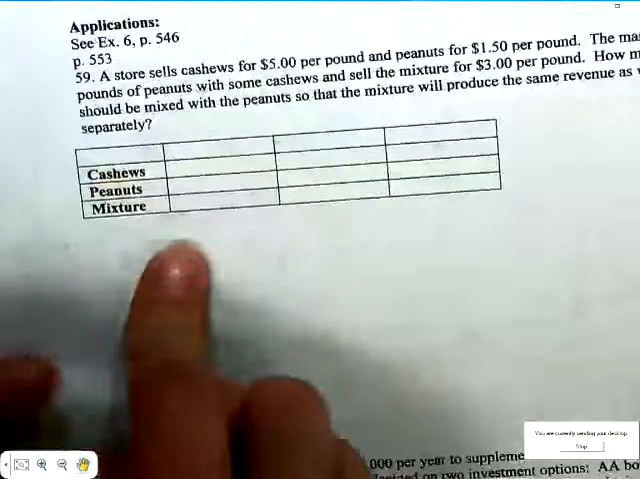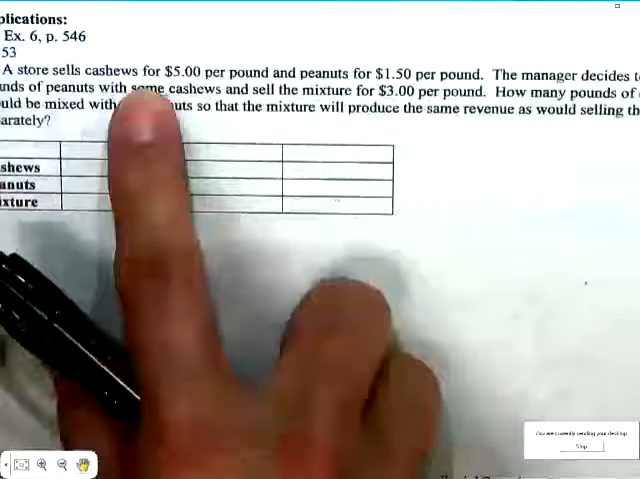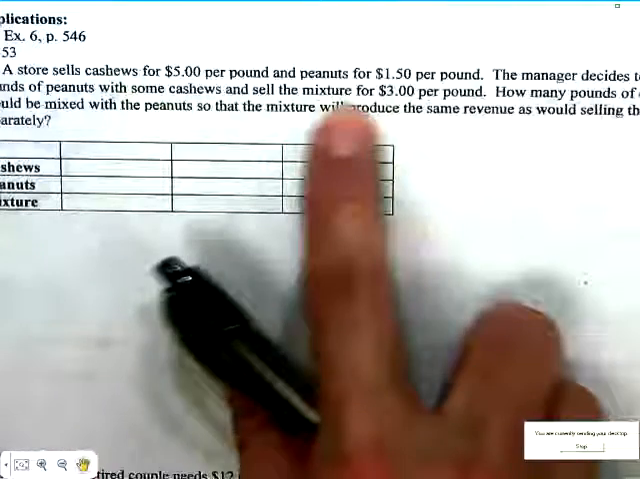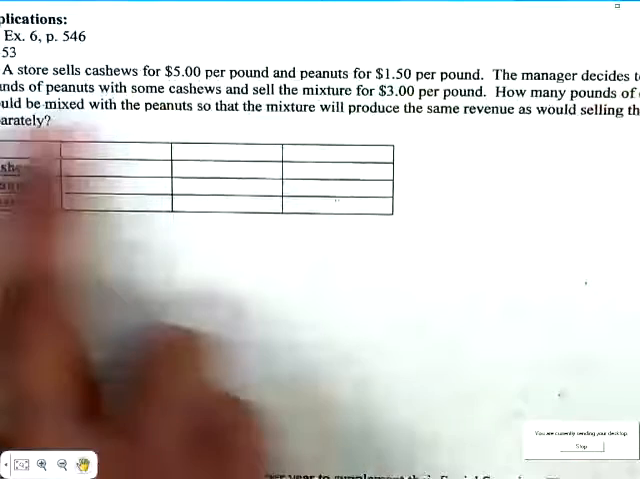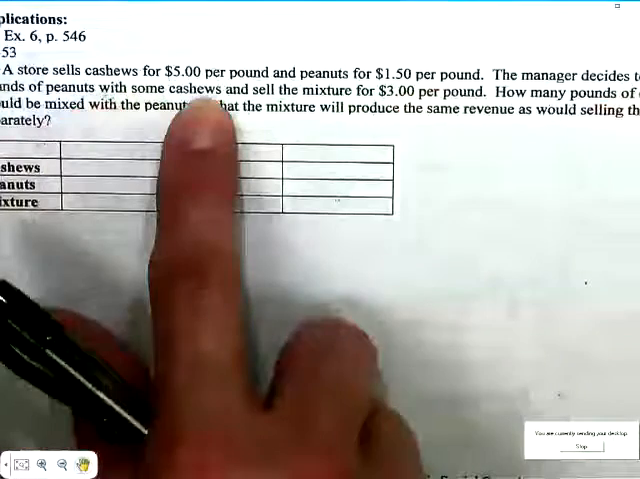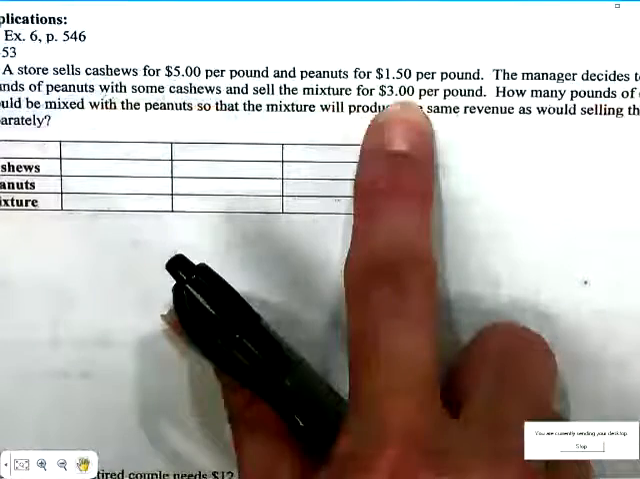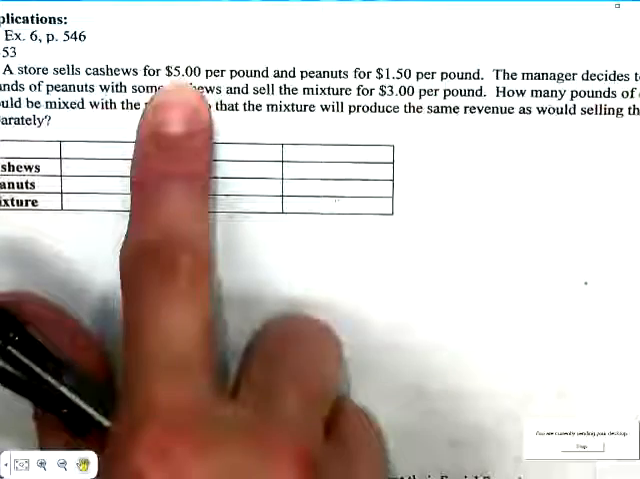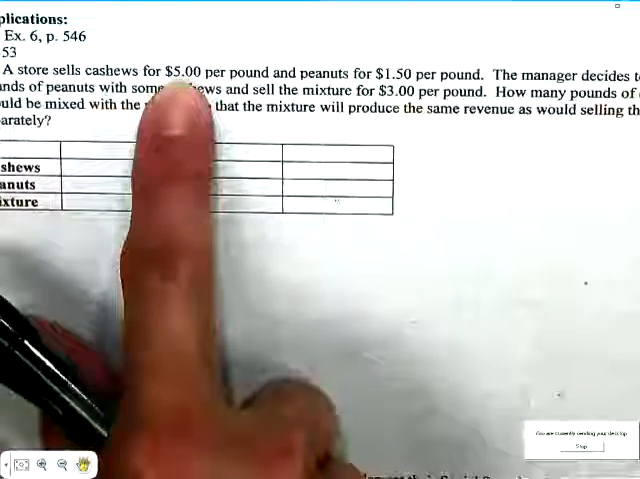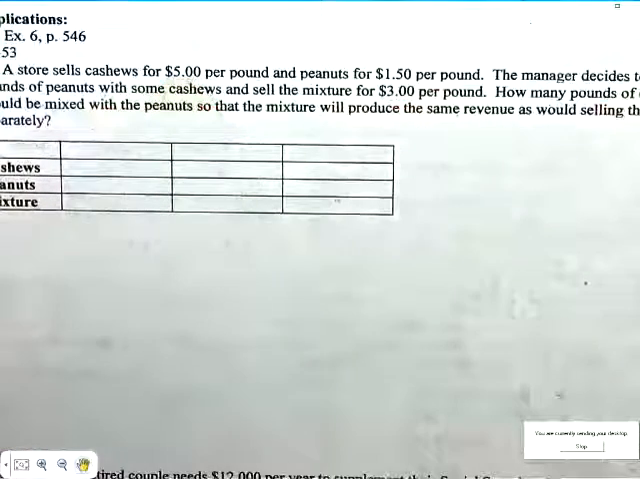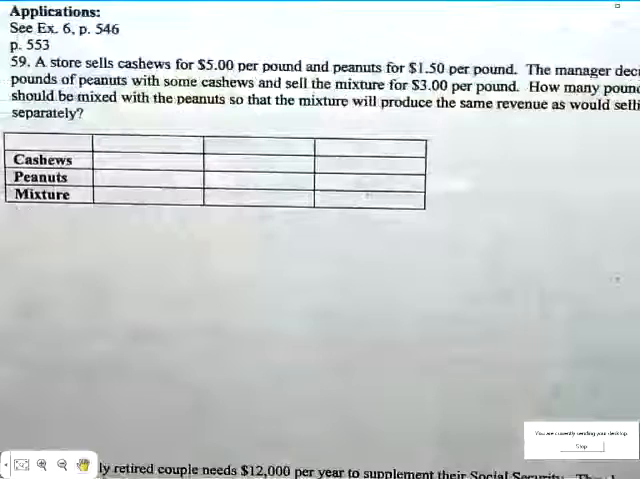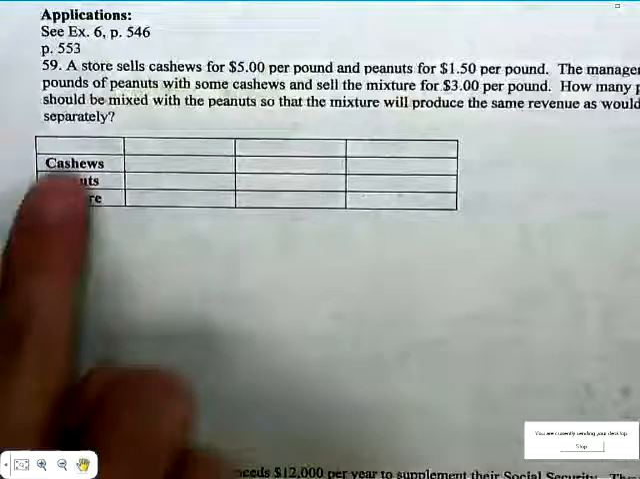Store sells cashews for $5 a pound and peanuts for $1.50 a pound. The manager decides to mix 30 pounds of peanuts with some cashews and sell the mixture for $3 a pound. Sounds like he has some cashews he needs to get rid of. So he's going to mix it with some cheap peanuts and sell it less expensively. So the things that I'm mixing are the cashews and the peanuts.